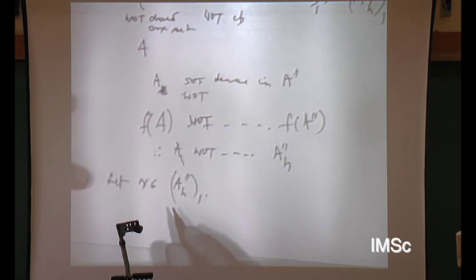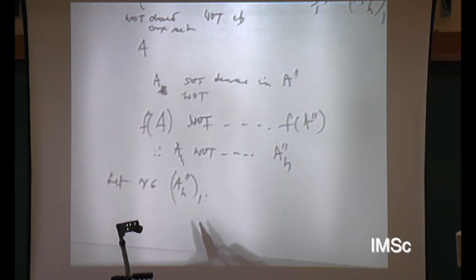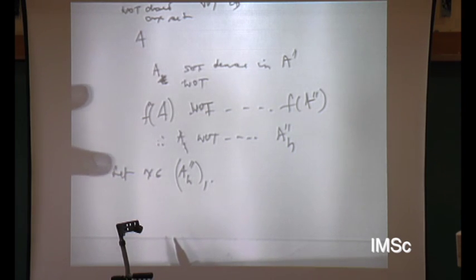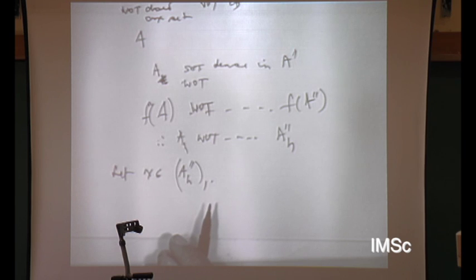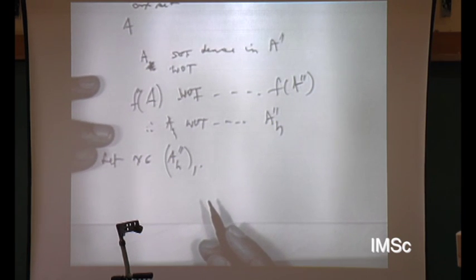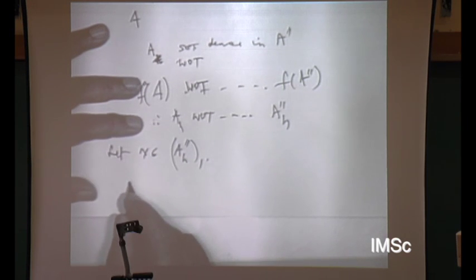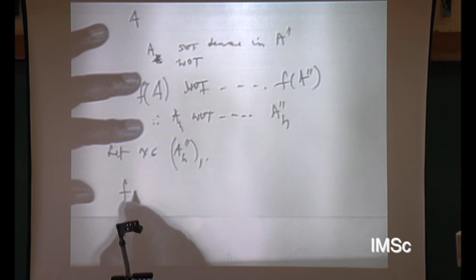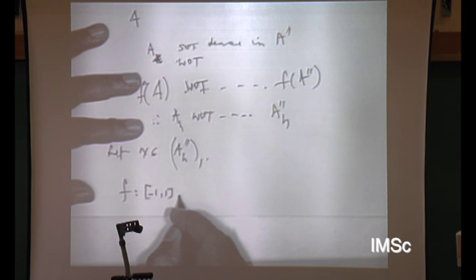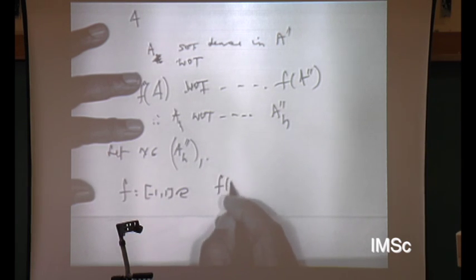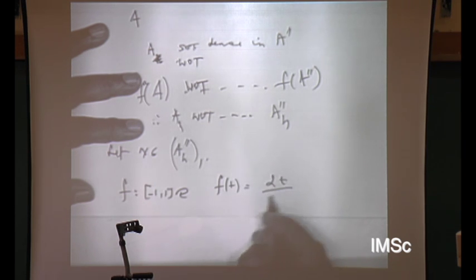So I want to approximate this SOT by elements of A. Okay, so there is some functional calculus going to be used. So this self-adjoint, consider the function f mapping minus 1 to 1 to itself, defined by f of t equals 2t over 1 plus t squared.